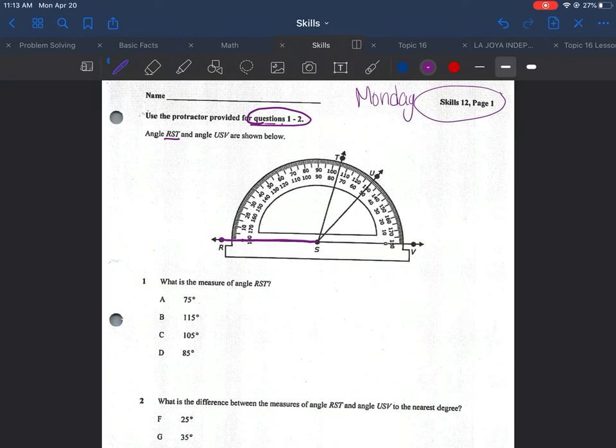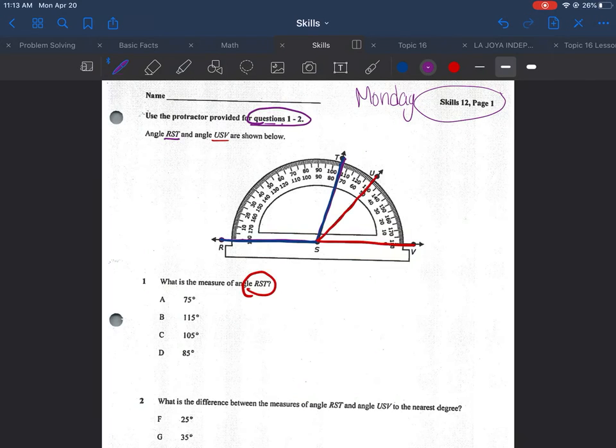So I have angle RST. I start with R, S, and T. So that's one angle. And then the other one is angle USV. What is the measure of angle RST? They want me to find angle RST. So I'm looking for the big angle, the purple one, not the red one.